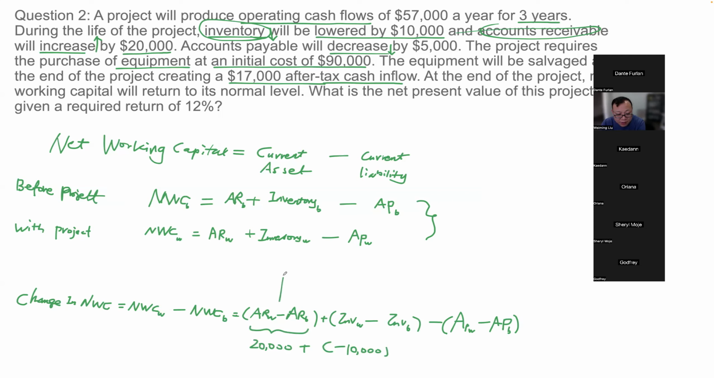Because here is an increase, but here is a decrease, right? Decrease, then this is a negative number. So you minus, so accounts payable, that's also a decrease, okay? So decrease by 5,000. So in the bracket, it's negative 5,000. Okay, so now if you get rid of all this bracket, so that becomes 20,000 because it's a plus. So this negative is out.